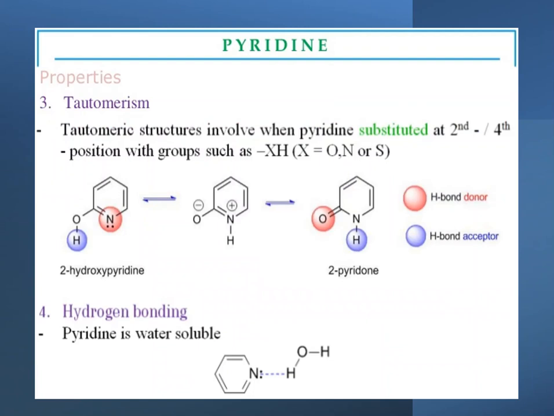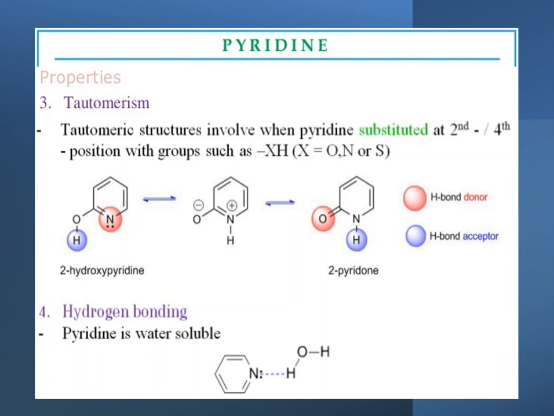Tautomerism. So what is this tautomerism? Tautomeric structures are involved with pyridine substituted at the 2 and 4 positions. This is very important to know whenever you do a reaction. If there is any group with a lone pair of electrons at the 2nd or 4th position, such as oxygen, nitrogen and sulfur, it can tautomerize. So 2-hydroxypyridine, with OH, gives a pyridone.